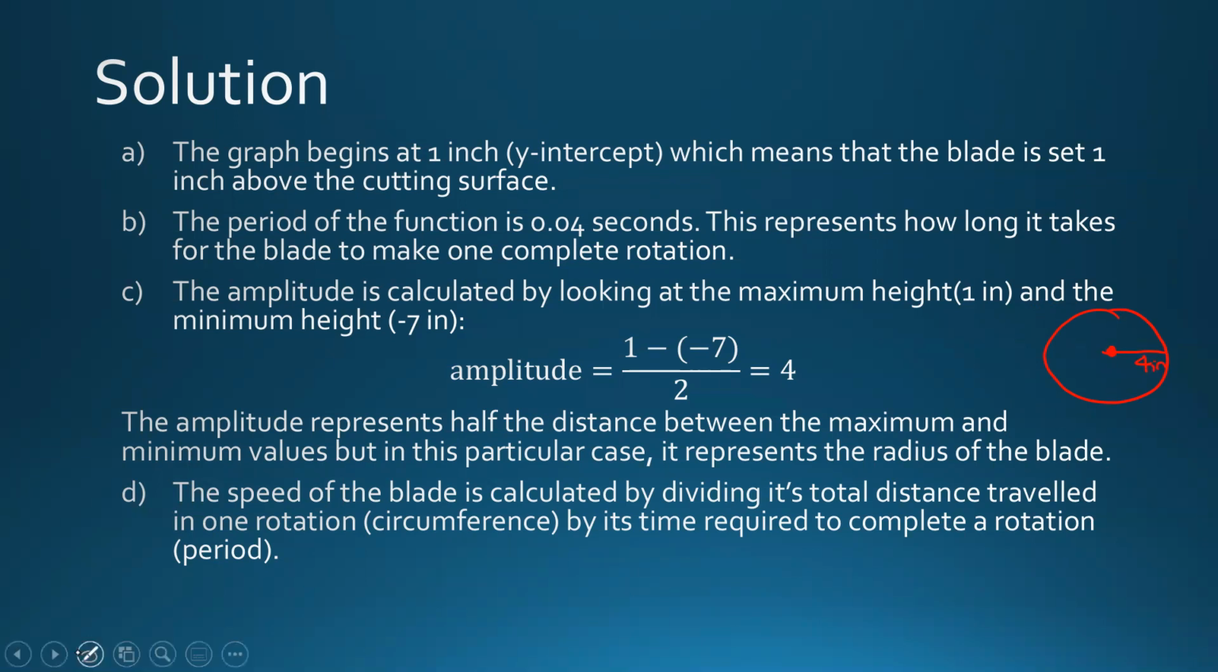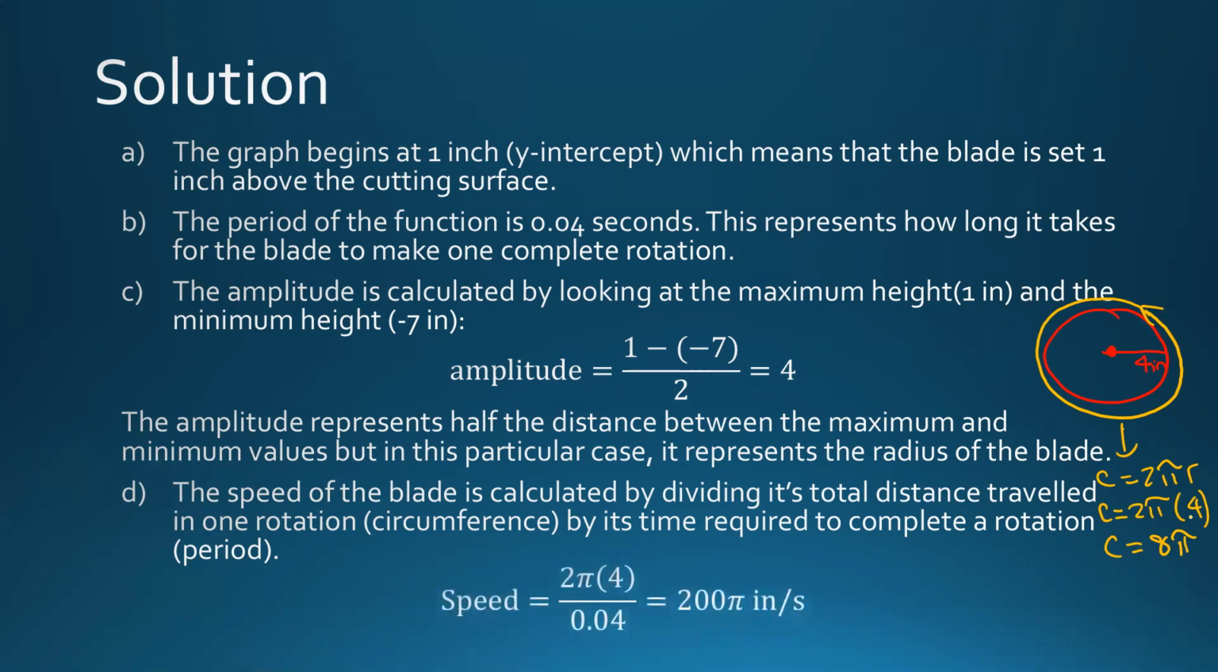So what I want to do is calculate the circumference, because the circumference is really just asking how far the blade moved altogether in one rotation. So the first thing I need to do is figure out what the circumference is, because that's my length around the circle. To find circumference, I take 2 and multiply by pi, and I multiply by the radius, which is 4. So this ends up giving me 8 pi. That's going to give me the circumference of the circle.